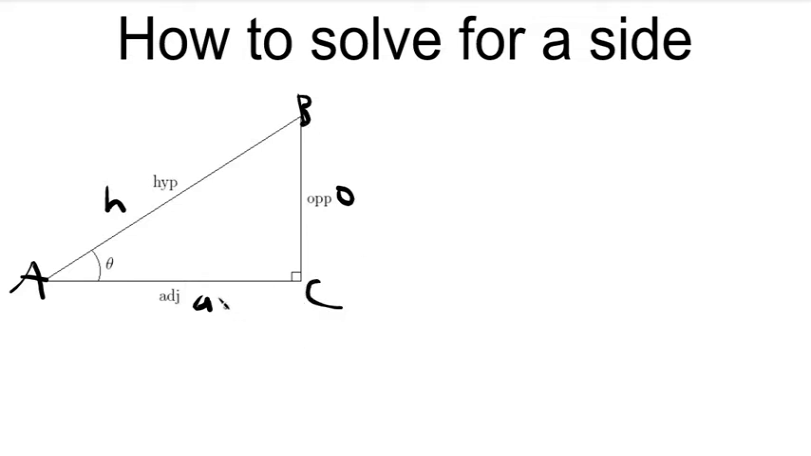So let's say this side is 7, this side is 5. Or even better, let's say the hypotenuse is something like 18. Let's solve for the opposite side. So step 1, we have to know what we're trying to find. Trying to find the O side, or BC.